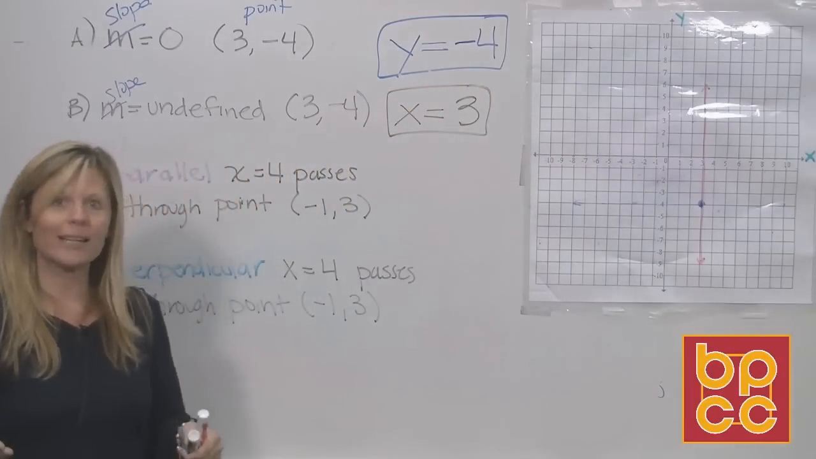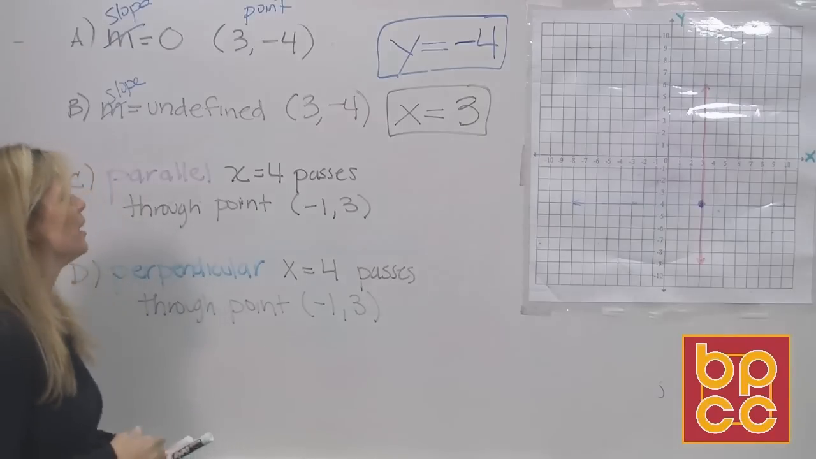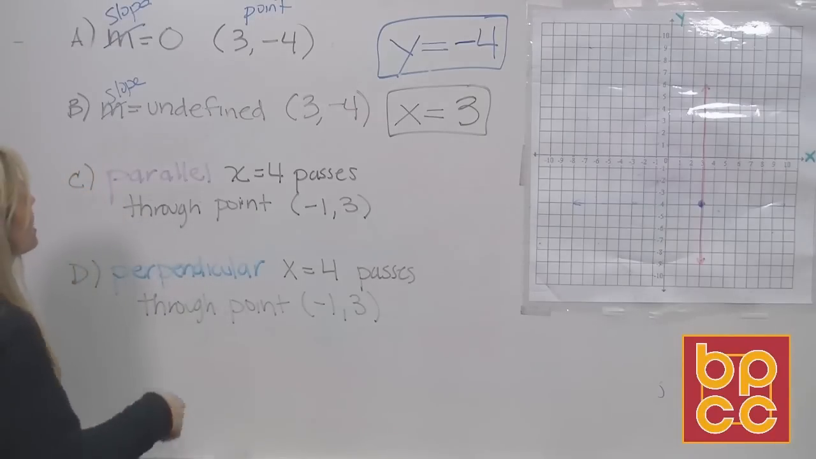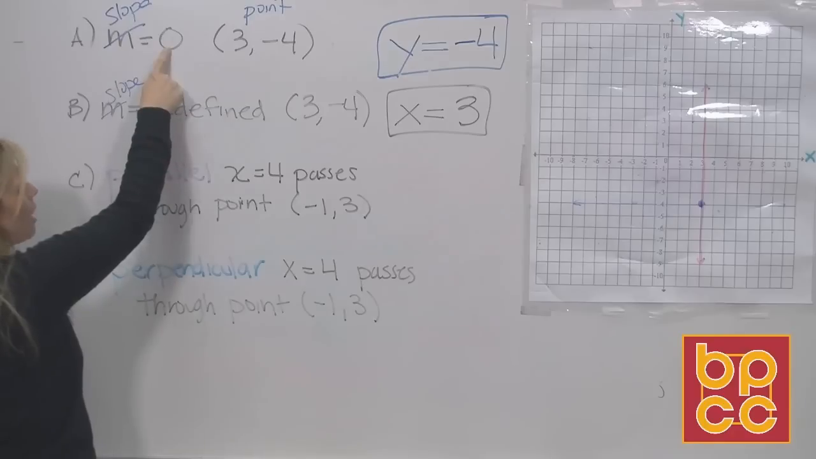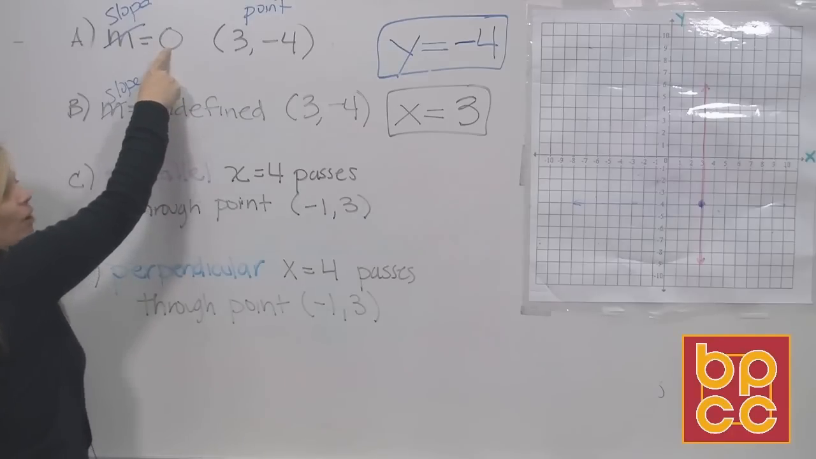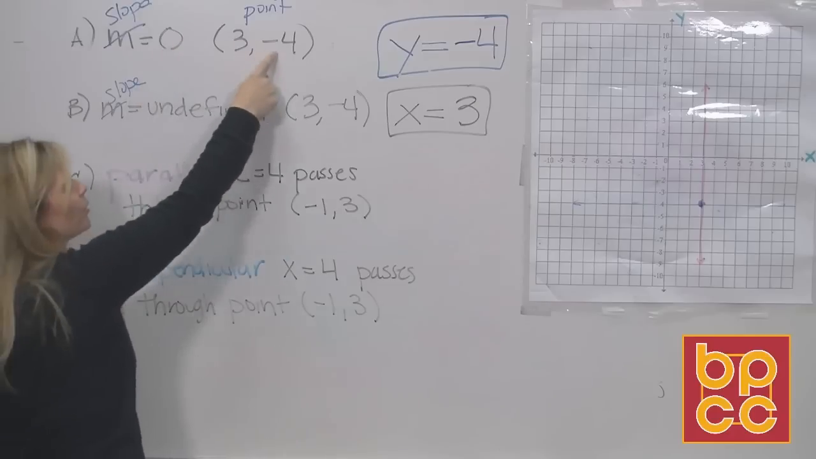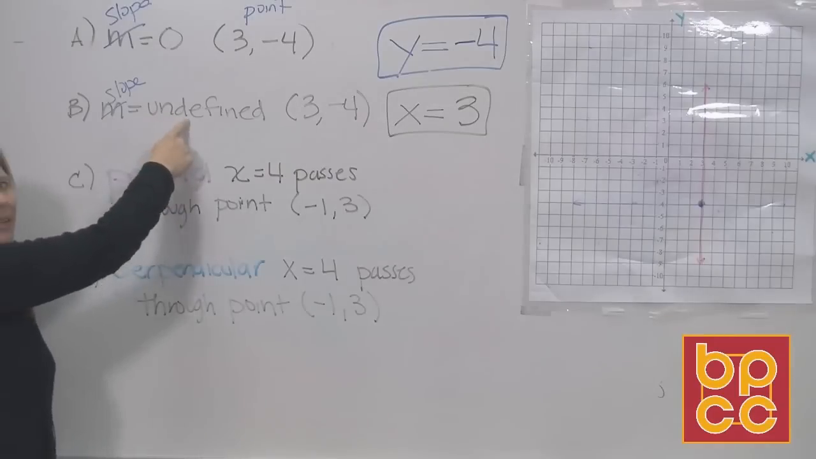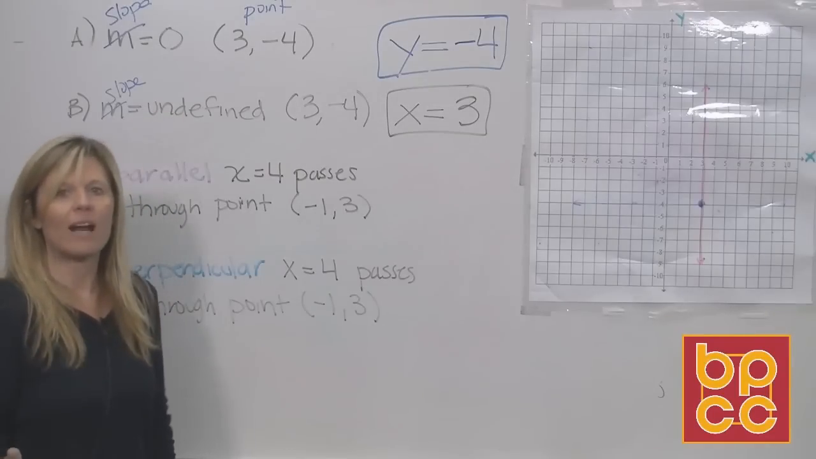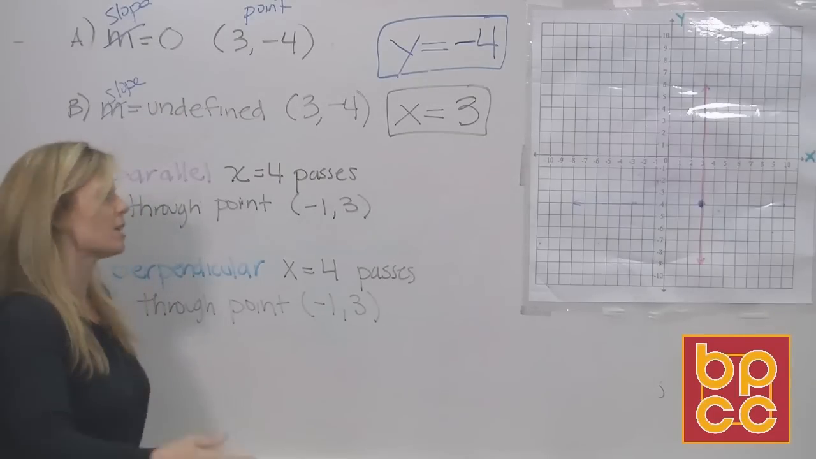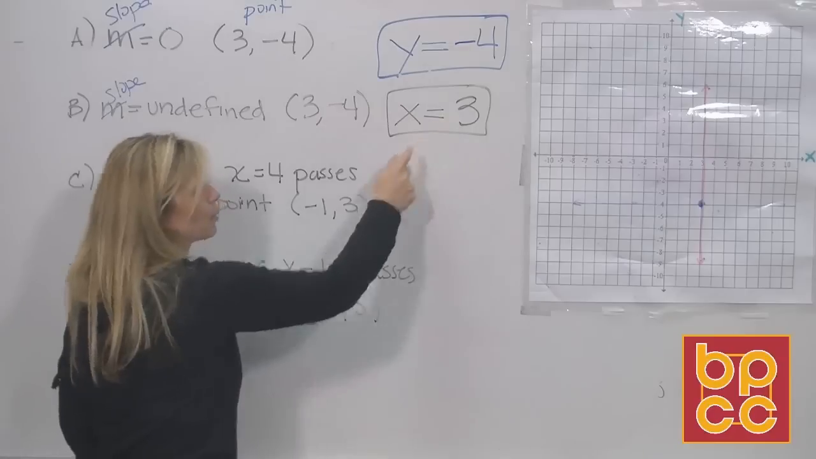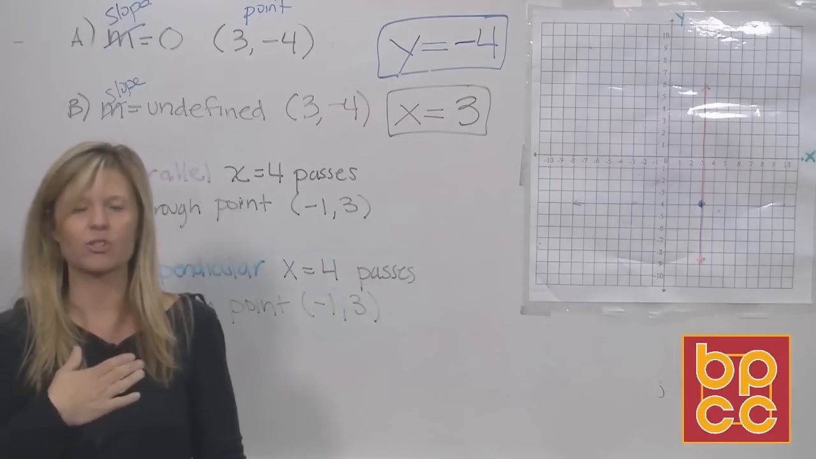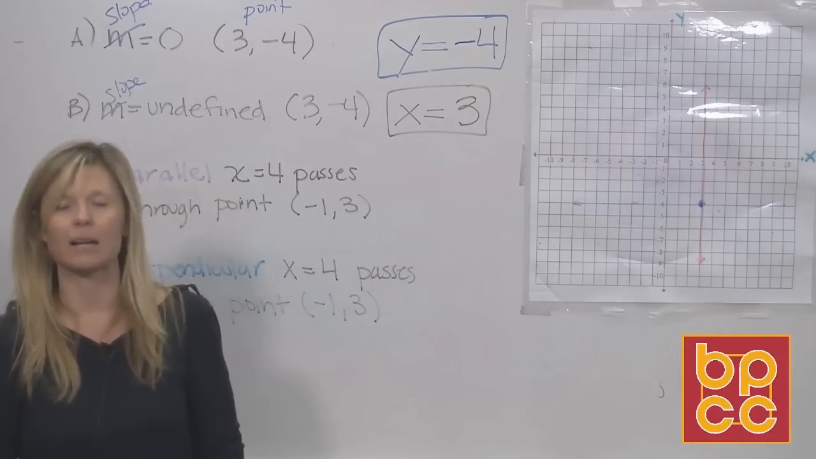Now, did you really need to draw a picture? No. If you're quick, you could have looked at this and said, okay, slope is 0. That's a horizontal line. A horizontal line is always y equals a number. There's my y number. Slope is undefined. That's always a vertical line. To write an equation of a vertical line is x equals a number. There's my x number. I like drawing the pictures because it makes sense. It brings it to life.